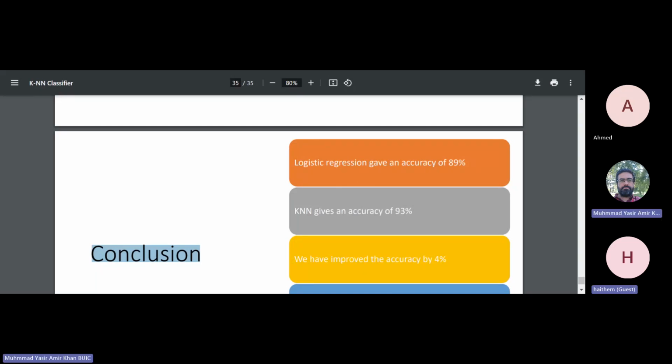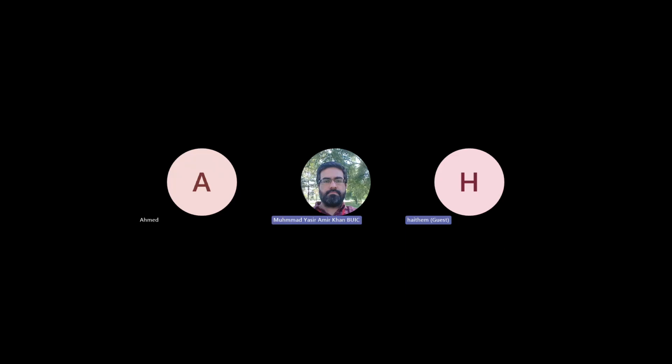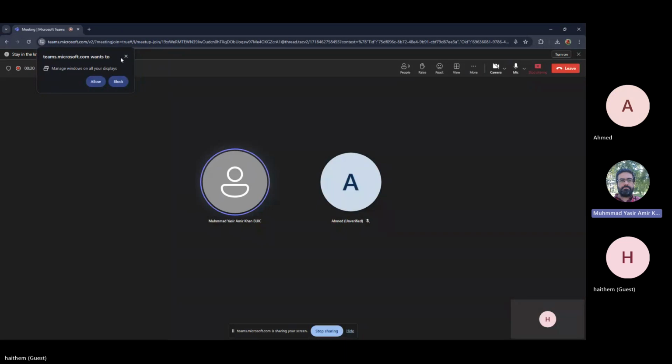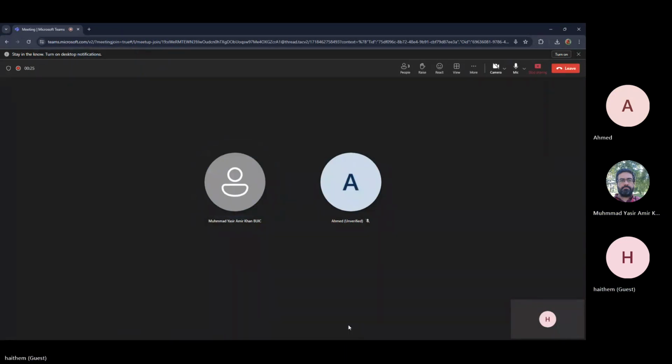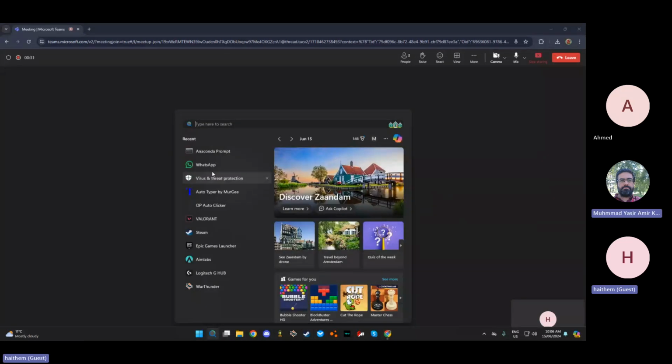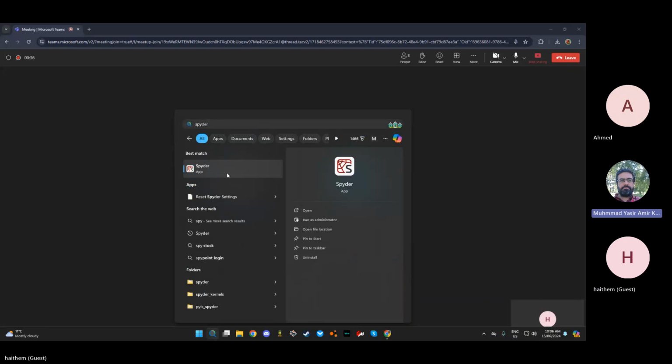Yes, any progress? No, didn't work. So, can you share your screen? Last time, you know, it did work, remember? Yep, and then it stopped working. And this time it's not working. Share screen and your Spyder IDE. Okay, you can show your Spyder IDE as well.